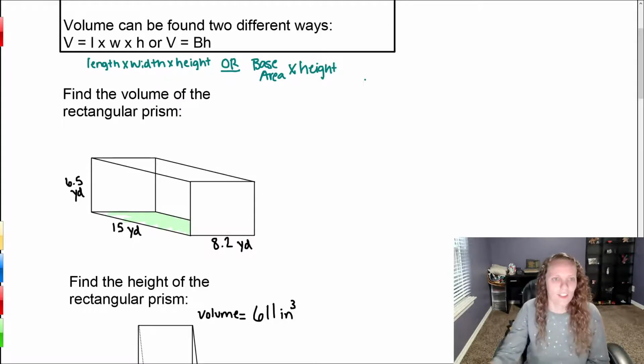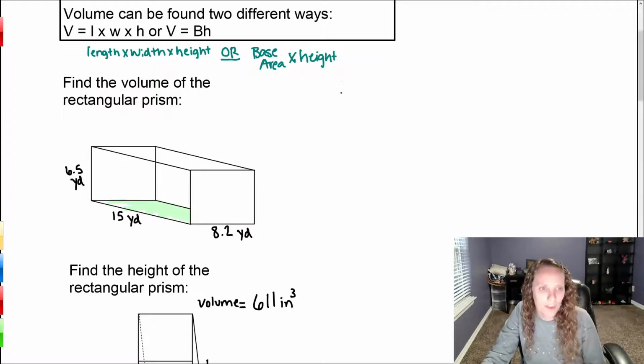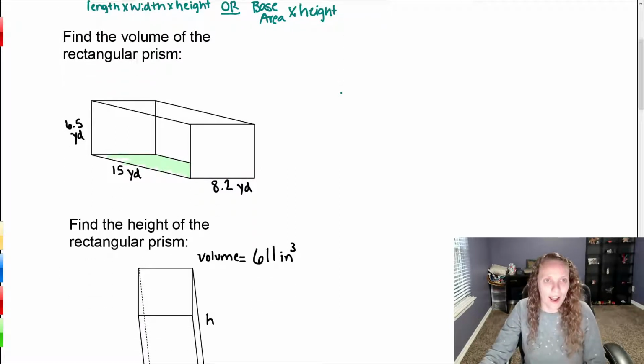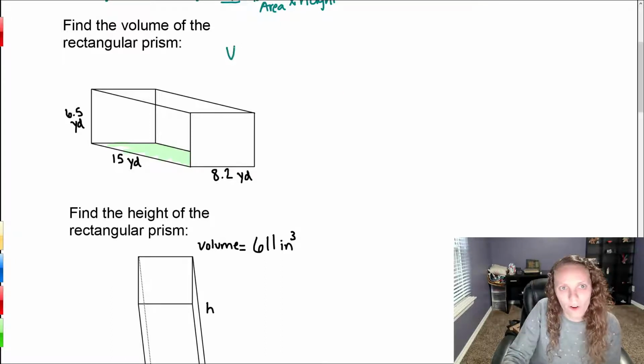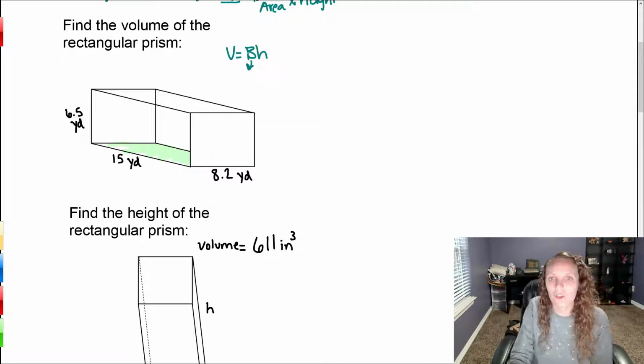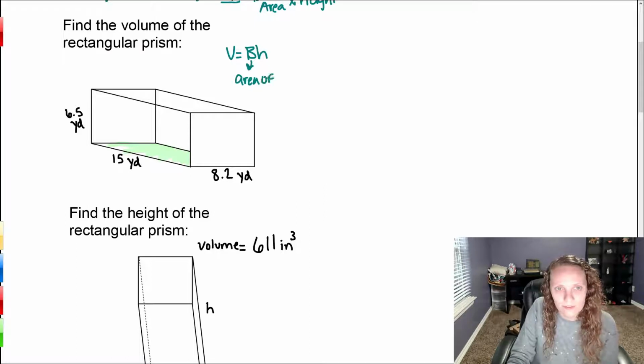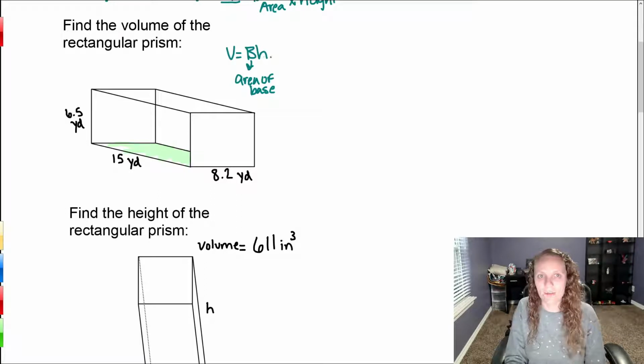So let's look at this first example. Find the volume of this rectangular prism. Now I have the base shaded for you. It's shaded in green in the video. That base is the bottom rectangle, and big B in the formula volume equals big BH stands for that green shaded area. So we would find the area of the base and then multiply it by how tall the prism is.